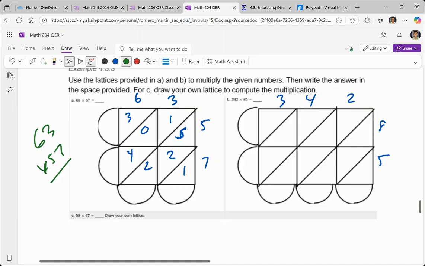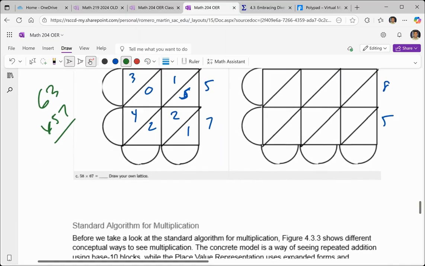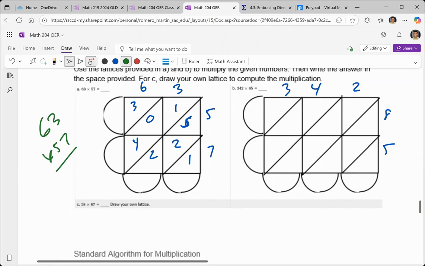What I want you to see is that this is, again, single digit multiplication. And then we add diagonally. So 5 plus 2 is 7, plus 2 is 9. 1 plus 0 plus 4 is 5, and 3. So now I know the answer to this problem is 3,591. Let's go ahead and try another one.